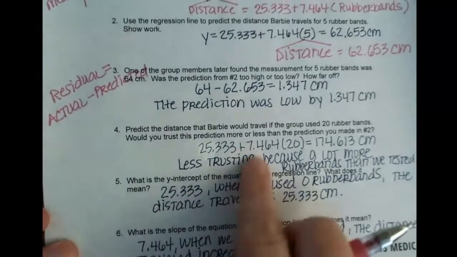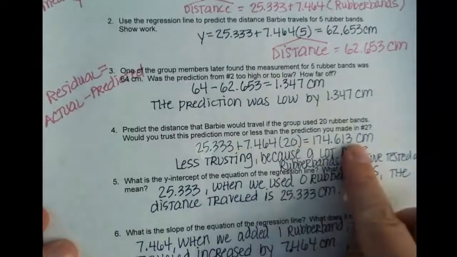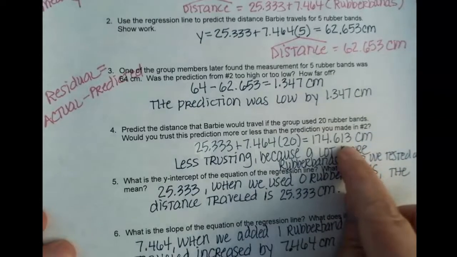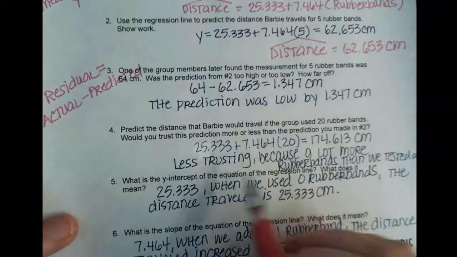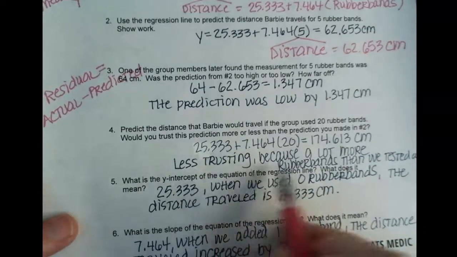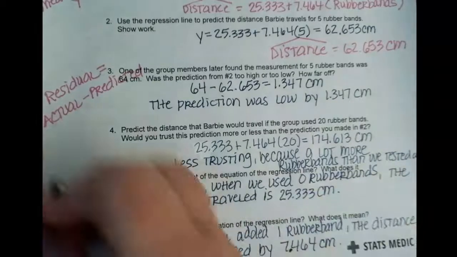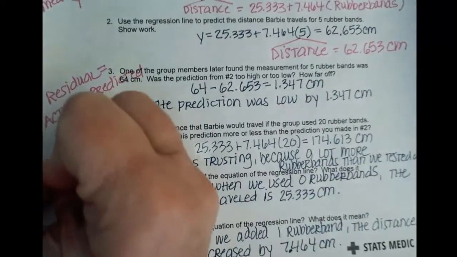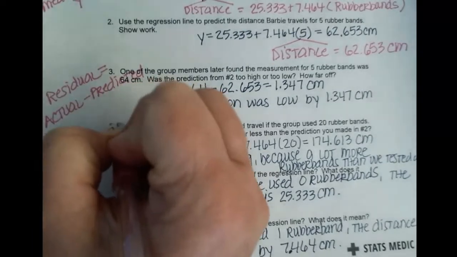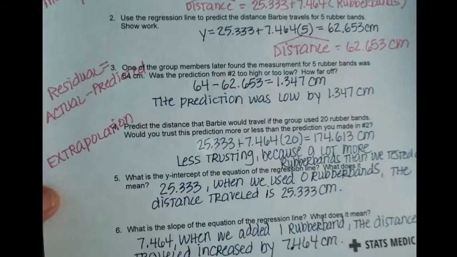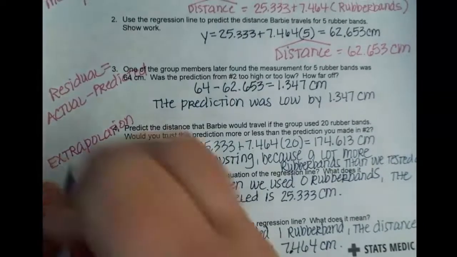Okay, so here I had you make a prediction for 20 rubber bands. Now think about this. This is kind of what we're doing with our water balloons when we go outside. We're going to make a prediction for a number of rubber bands that's much further than what we were testing for. So I'm less trusting because this is way outside the area that we tested. This is something called extrapolation. And extrapolation is dangerous.